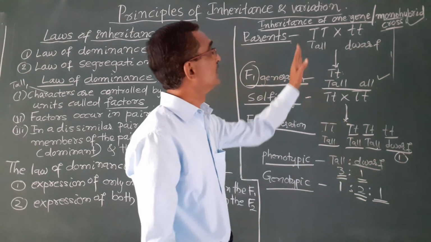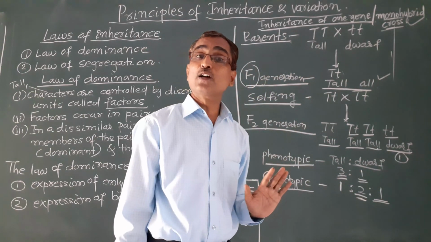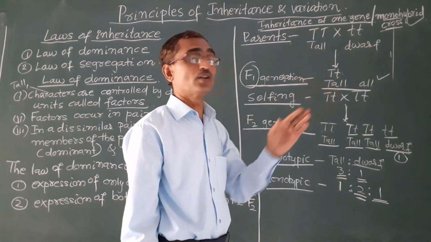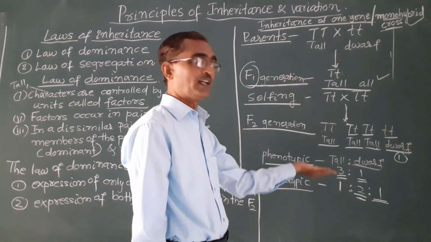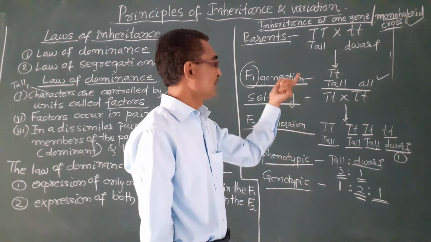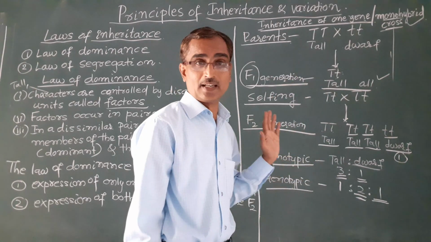So the genotypic ratio is 1:2:1. This inheritance of one gene, or monohybrid cross, is very important. It is surely asked in the exam, so understand it properly.